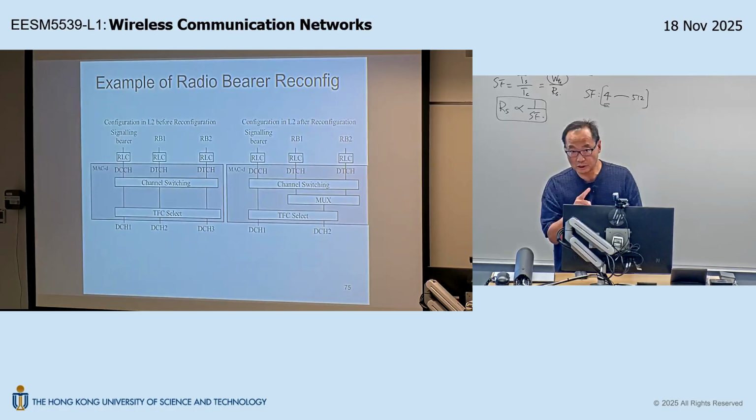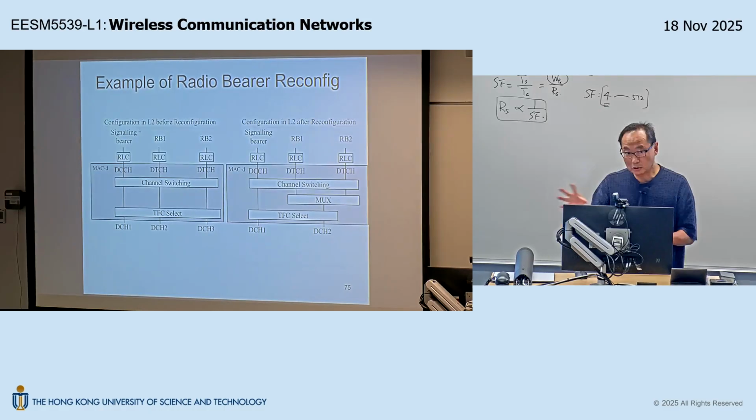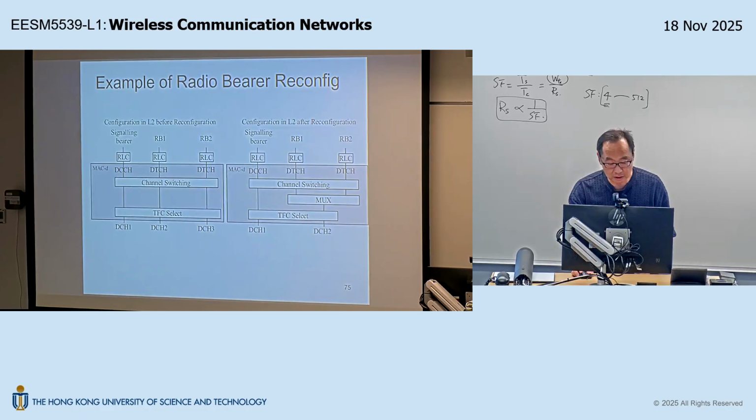So this is the configuration before the change. Okay? Before the change, you see that this is the control plane, this is the user plane. In this control plane, you have one signaling bearer, and the user of this signaling bearer is the RRC layer. Okay?